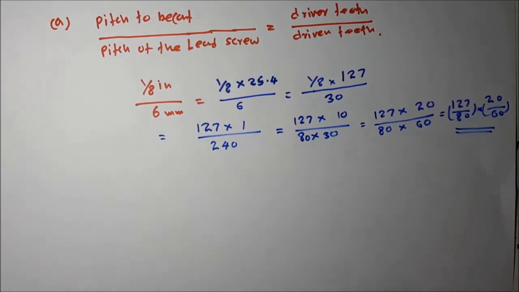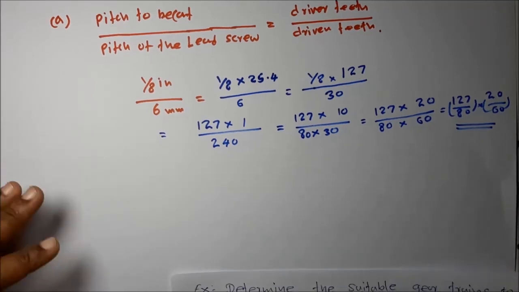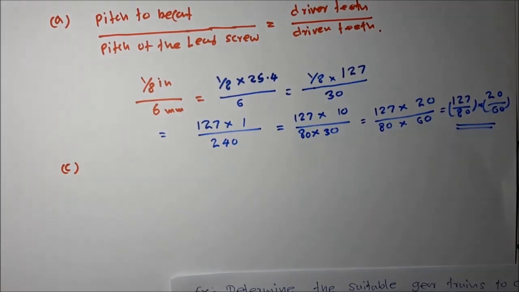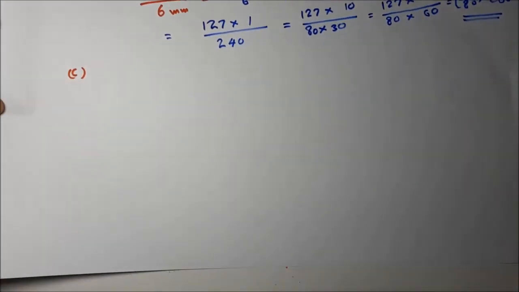Okay, then let's take the last one, C. The pitch to be cut is 2 and a quarter. How to cut the 2 and a quarter pitch? Then the B part you can do at home.